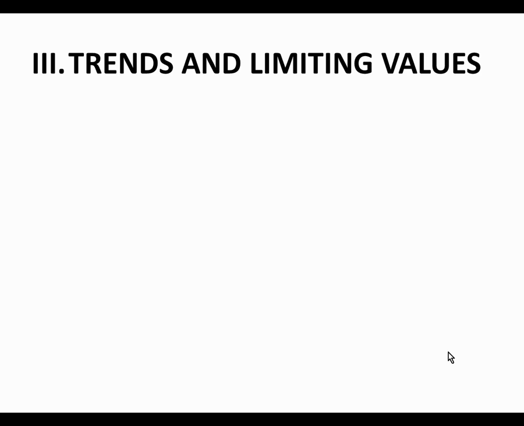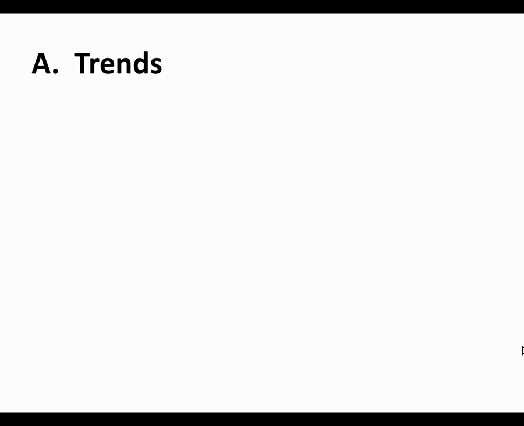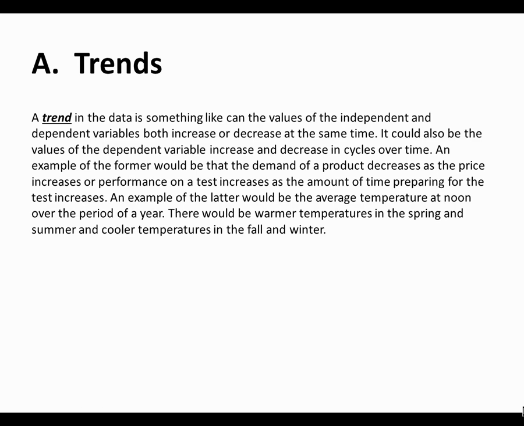Okay, now we're going to be looking at trends and limiting values. Trends are sometimes like, is it increasing, decreasing, is it just wandering around aimlessly, that type of stuff. Limiting values is kind of like, does it look like it never goes beyond a certain number? So trends. A trend in the data is something like, can the values of independent and dependent variable both increase or decrease at the same time, or does one go up while the other goes down? Or does it cycle through, like sometimes it's going up, then sometimes coming back down, kind of like a population of deer that goes up and goes down over time.